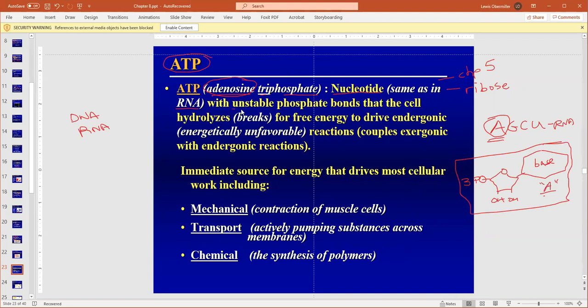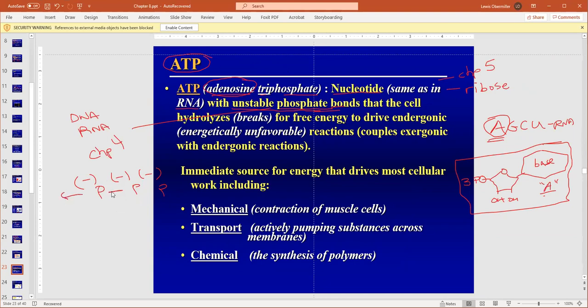Because it has these 3 phosphates, and if you remember from chapter 4, what's the charge on those phosphates? Do you remember? Is it positive? It's the other one. Negative. Yeah. So we have 3 phosphates with negative charges sitting next to each other. And if you put 3 magnets with a negative end next to each other, what would they want to do? Push away. Yeah, they want to push away.